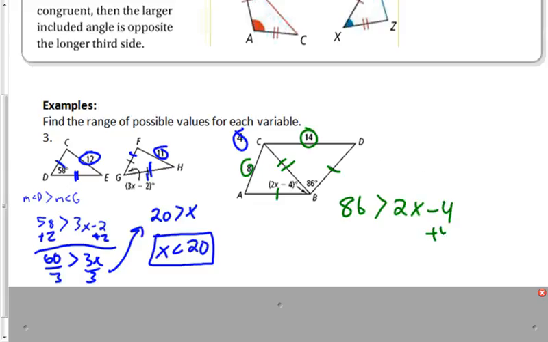And we can do the same thing here: solve for x and get our range. Divided by 2, divided by 2. You end up getting x, well, if you flip it around, x is less than 45.